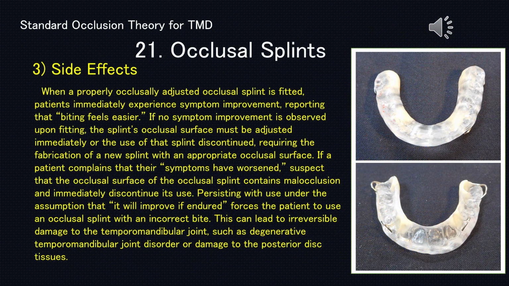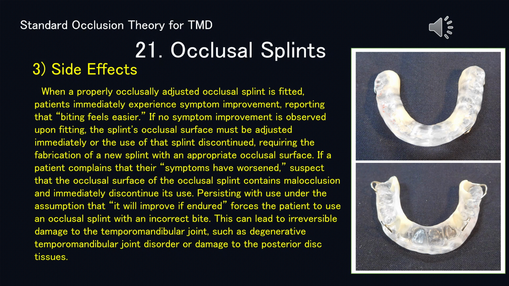3. Side effects. When a properly occlusally adjusted occlusal splint is fitted, patients immediately experience symptom improvement, reporting that biting feels easier. If no symptom improvement is observed upon fitting, the splint's occlusal surface must be adjusted immediately or the use of that splint discontinued, requiring the fabrication of a new splint with an appropriate occlusal surface.